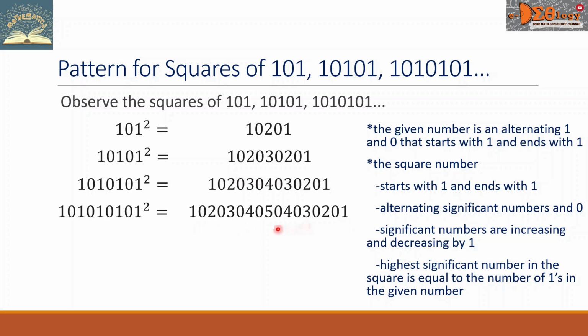The square number is an alternating of significant numbers and 0. The significant numbers are increasing and decreasing by 1. So we have here 1, 2, 3, 4, 5, 4, 3, 2, 1. The highest significant number here is 5 because in the given, the number 1 appears 5 times.